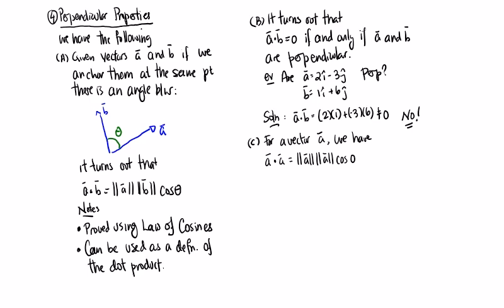It's a 0, not a theta. So that's just the magnitude of A squared, because the cosine of 0 is 1. And it also follows from this that the magnitude of A is the square root of the dot product with itself. These are small things that we won't use so much.